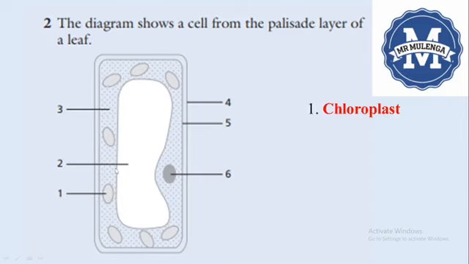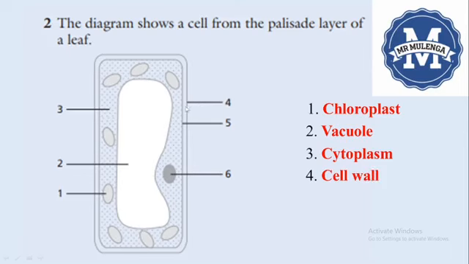Then the part labeled 2 right here, inside, this is called the vacuole. Then the part labeled 3, these are smaller dots inside. This is the cytoplasm. Then we come to the structure labeled 4, which is this outer part here. This is the cell wall. Then the part labeled 5 after the cell wall, this structure inside, is called the cell membrane.